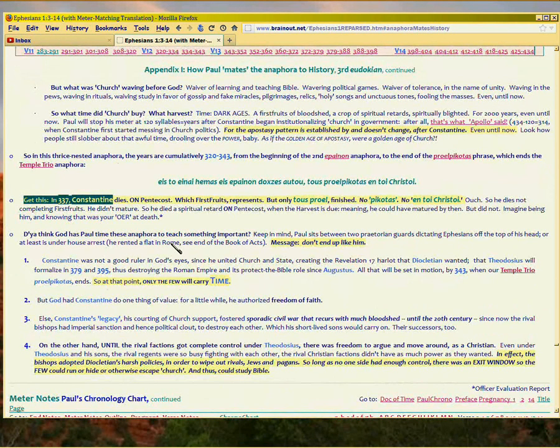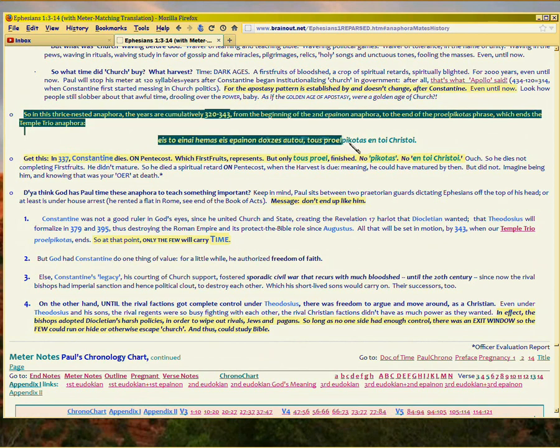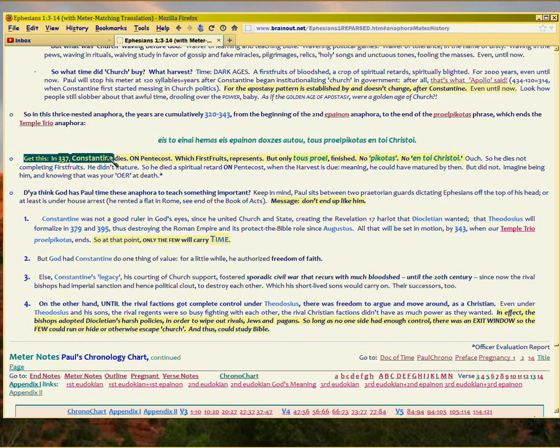See? 336, Constantine dies. This is the heart and soul of what Paul was pointing at in his use of the meter in Ephesians 1:3-14: Constantine. And like I said before, I didn't really know that much about Constantine. The guy never really interested me much. Anything after Commodus, I really didn't care. But when I saw this meter in Paul, I had to.